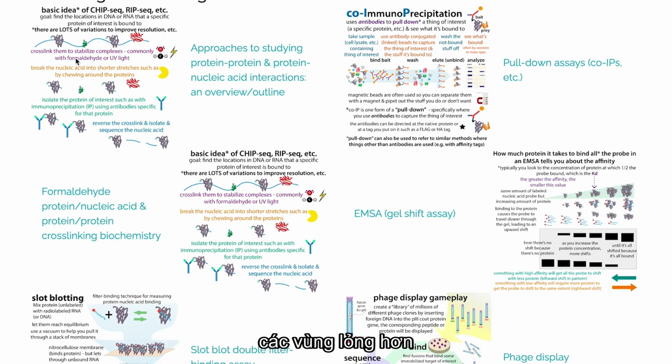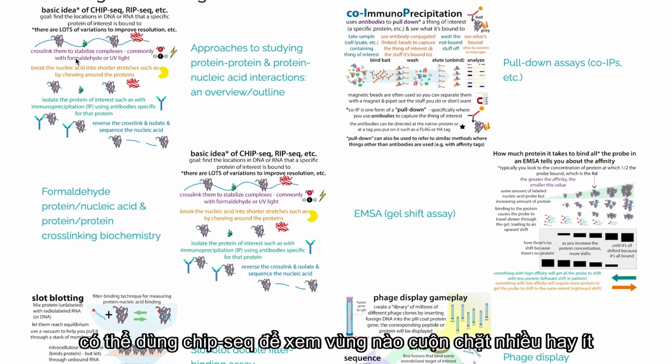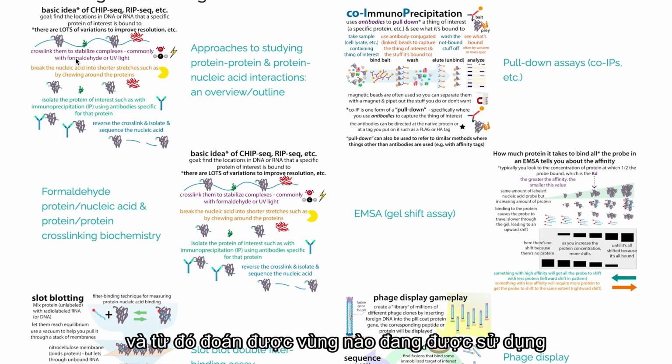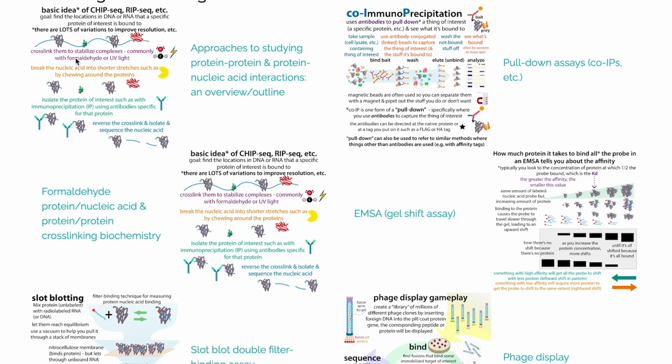The regions that are loosey-goosey are going to be able to be expressed more. So you can use ChIP-seq to see which regions have more or less of these tightly folded regions, and get an idea about what's getting used. RIP-seq starts with RNA, looking at RNA instead of DNA, and there are a bunch of different variations.